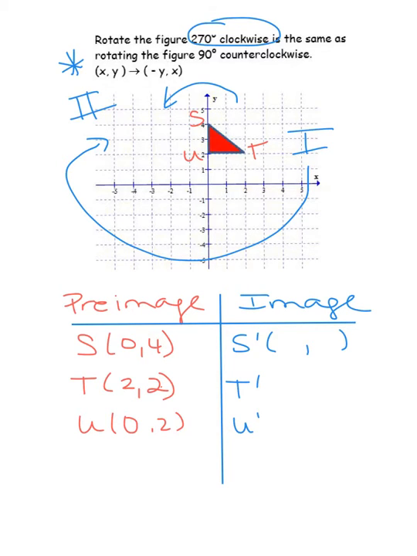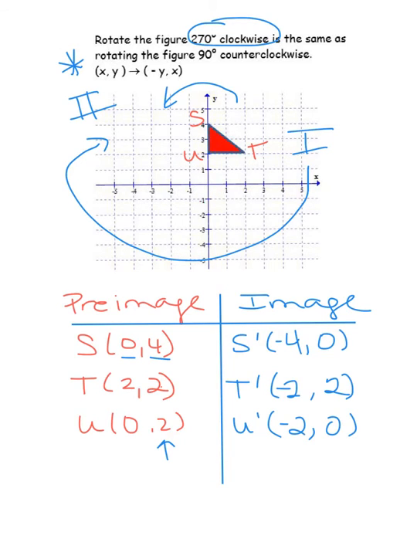So let's look at S. My original x value for S is 0, so that's going to become my new y value. My original y value is 4, which will become my new x value, but I need to multiply that by -1. We'll do the same thing for T prime. My 2 goes there, this becomes a -2. And my U prime, my 0 becomes my y value, and my 2, my original y value, becomes a -2 when I multiply that by -1.